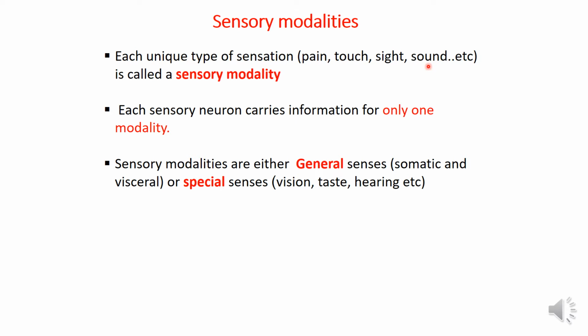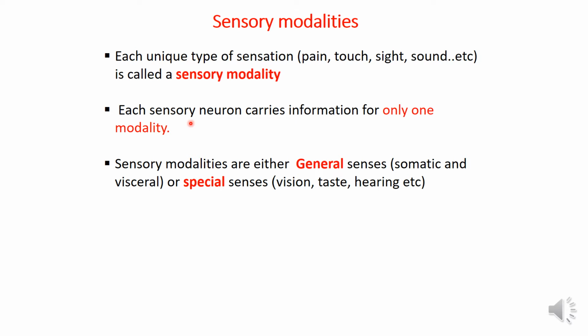We have something which is called specificity. What's the meaning of specificity? Each type of receptor is specific to detect only one type of stimulus. And when they are stimulated, they send the information through a sensory neuron or afferent neuron, and each sensory neuron carries information for only one modality.